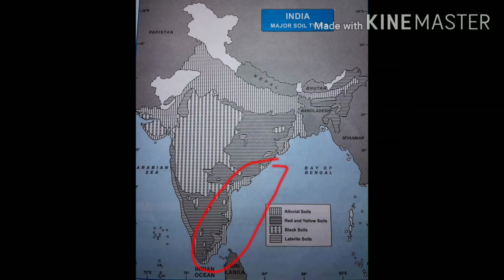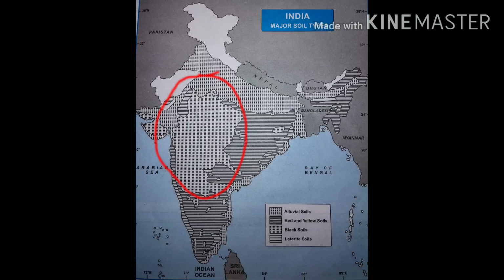The next type of soil is red and yellow soil or red soil. Red soil is mainly found in southern and central India. You can see that most parts of southern India are covered with red soil, and also in the central region, you can mark this region. This region contains red soil. Next is black soil. The most important location of black soil is the Deccan Plateau. It is mainly found in the states of Maharashtra, Madhya Pradesh, Telangana and Karnataka.